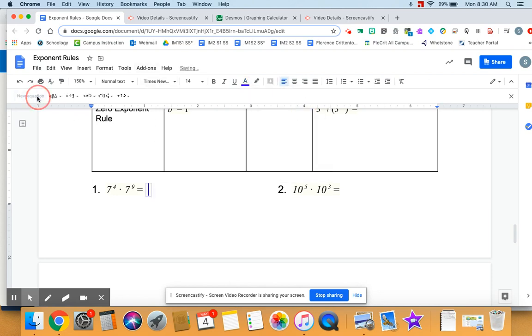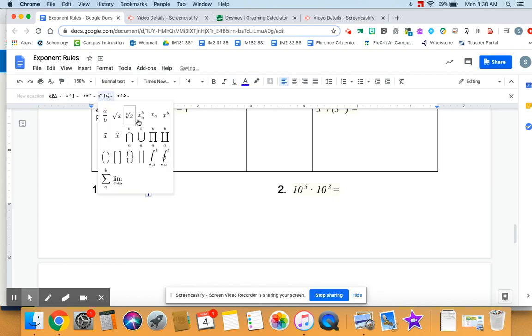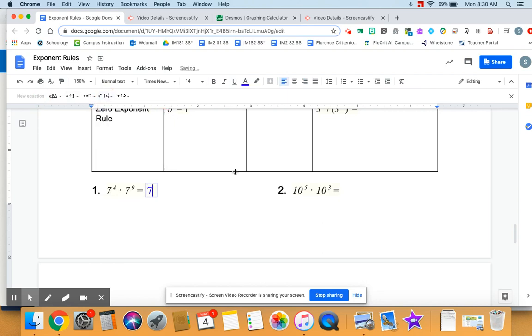So this one becomes, it's multiplying, and remember, when you multiply, you end up adding the exponents. And so 4 plus 9 becomes 13. That's all I need. I don't need you to write it out the long way. I don't even need you to put the 4 plus 9. If you can just do that in your head and then write 7 to the power of 13, that's great.